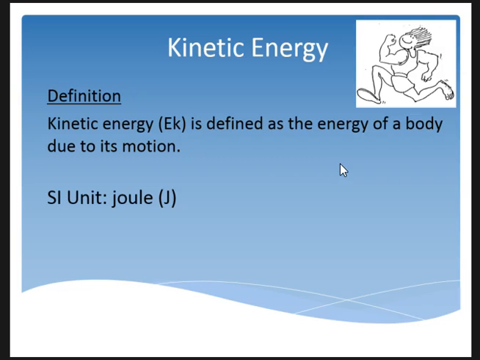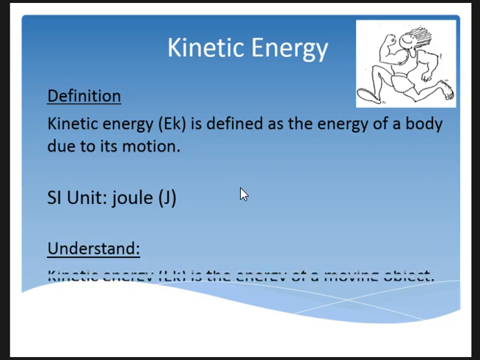Kinetic energy is defined as the energy of a body due to its motion. The SI unit of kinetic energy is joule and given by a capital J. Take note as well, kinetic energy is often referred to in short as capital E and a small k. Okay? Right, so let's try to understand more about kinetic energy. Kinetic energy can be simply understood as the energy of a moving object. So in other words, if the object is not moving, the object does not have any kinetic energy.